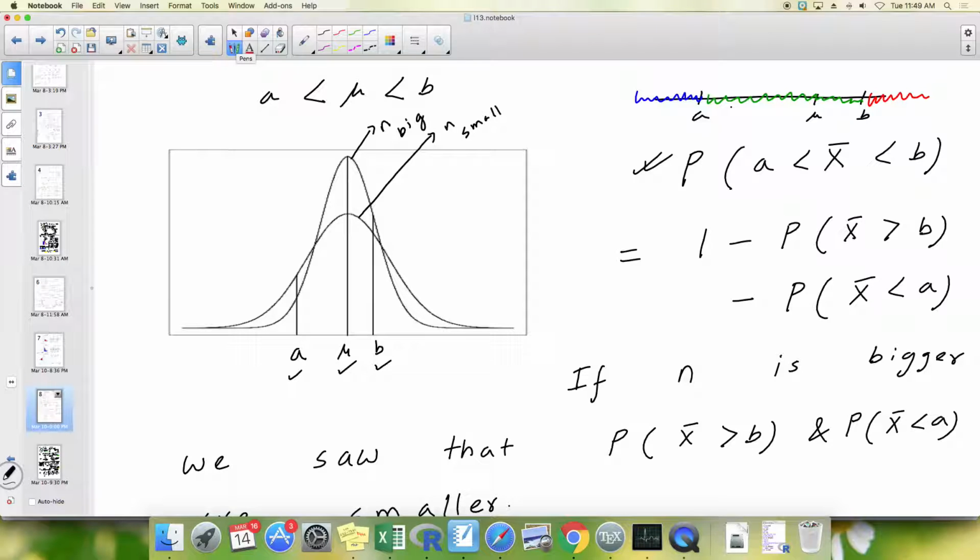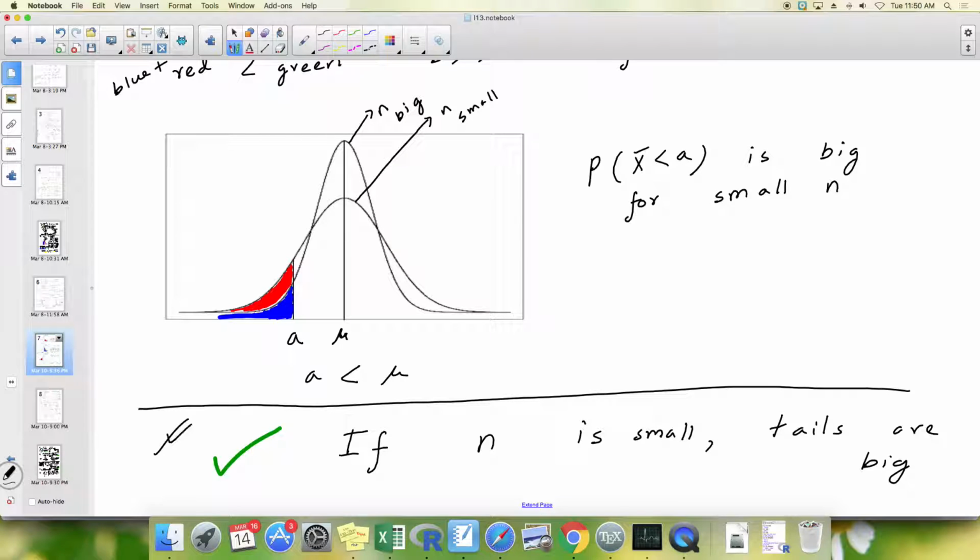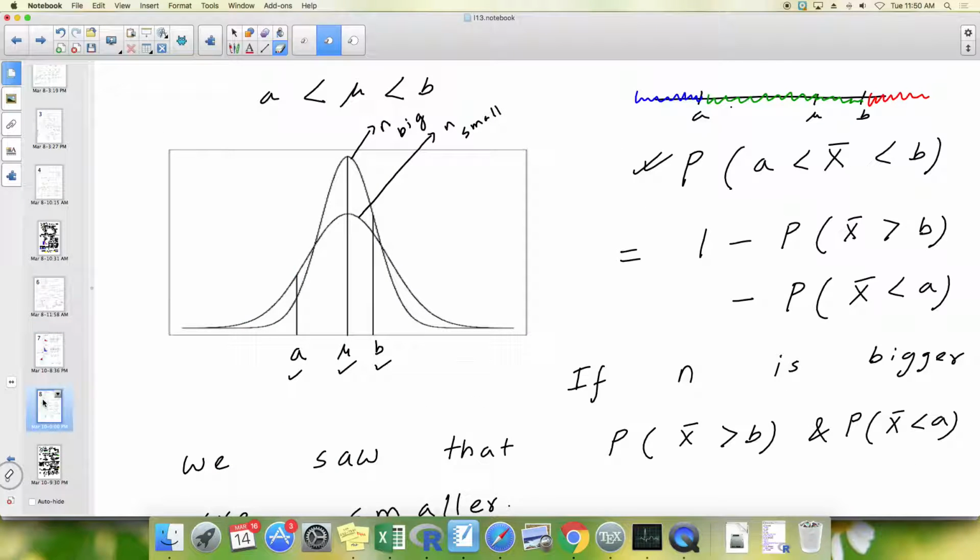Now I can do the coloring thing once again. I can do the whole proof by coloring. But let me use some logic. Let me use this result and let's put it to good use. So you have to agree that probability x bar lies between A and B means 1 minus probability x bar bigger than B minus probability x bar less than A. Why am I saying that?